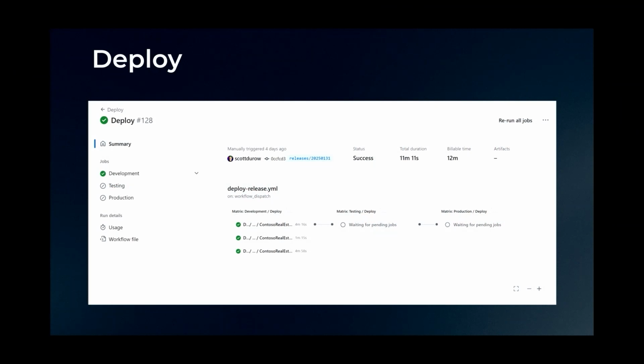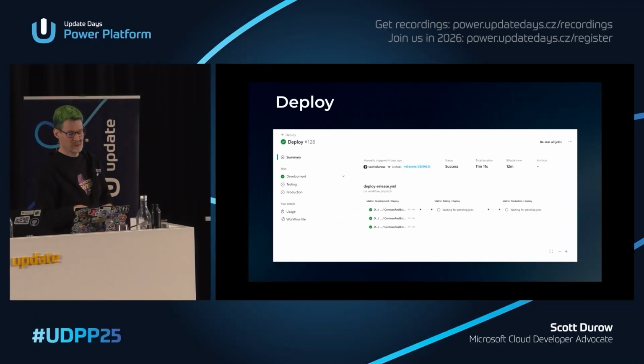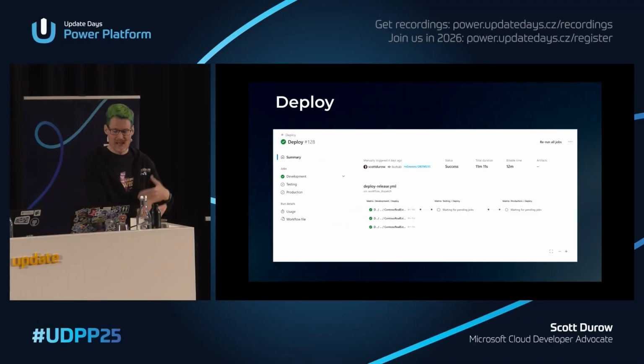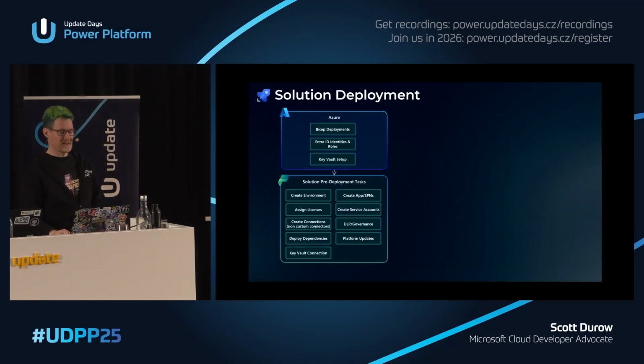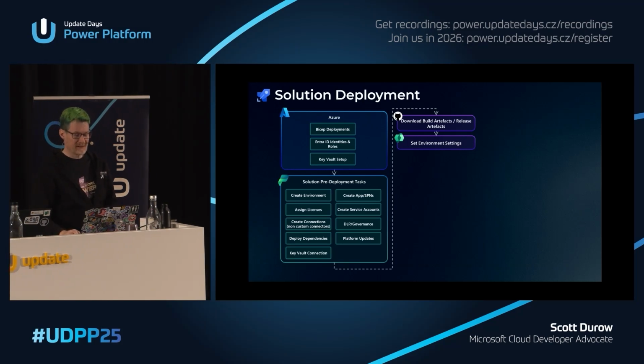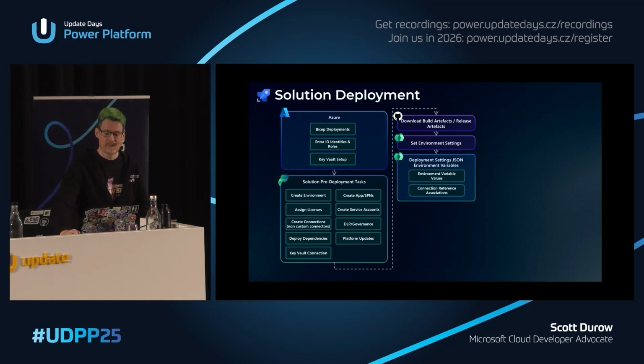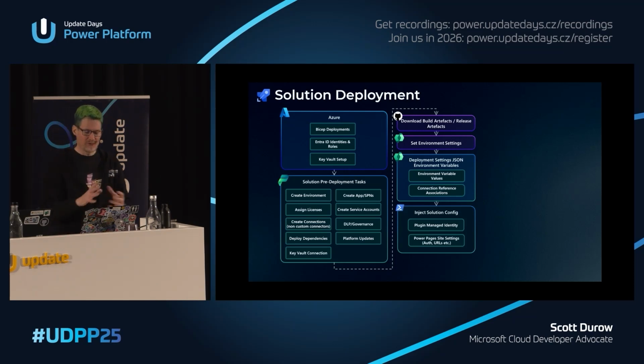And so in the deployment pipeline inside the Contoso real estate, you'll see just that. You'll see how it will then deploy. And not only is it deploying the solutions, but it's also doing some additional steps as well. It's downloading the release artifacts. It's doing things like setting environment variables using the deployment settings. So it's also wiring up connection references. But it's also doing some little kind of monkey patching, if you like.